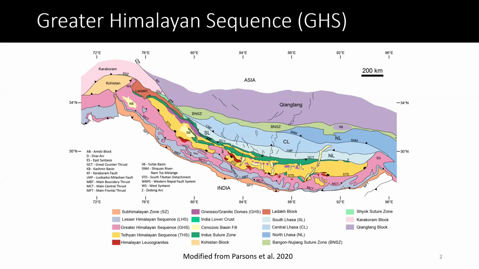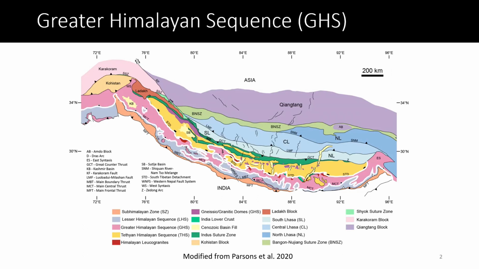The GHS represents the main metamorphic belt of the Himalayas, shown in pink here on the map. It's bound to the northeast by the South Tibetan Detachment, which is a normal fault, and to the southwest by the Main Central Thrust, shown there. My field area is located in northwest India, on the northwestern side of this map, shown in this box. Some other areas I'll reference during the study are the Zanskar Valley and Himachal Pradesh, so just keep those in mind.